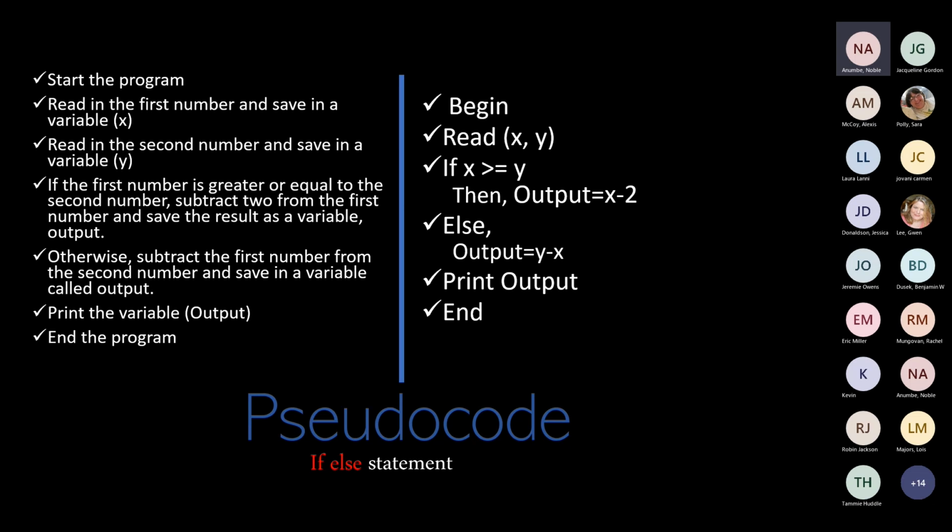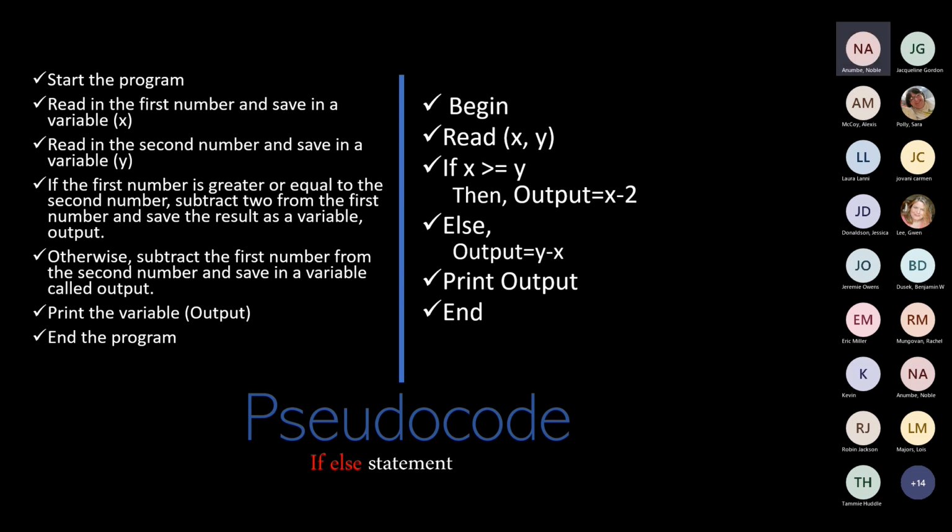But being able to write that code is possible because I've been able to go through the process of thinking through what needs to be done. So I start the program. I read in the first number and I save it as a variable X, right? Reading the second number, saving as a variable Y. If the first number is greater or equal to the second number, right? Now in this case, my first number is X. My second number is Y. So it should read something like, if X is greater or equal to Y, subtract 2 from X and save the result as a variable called output, right?